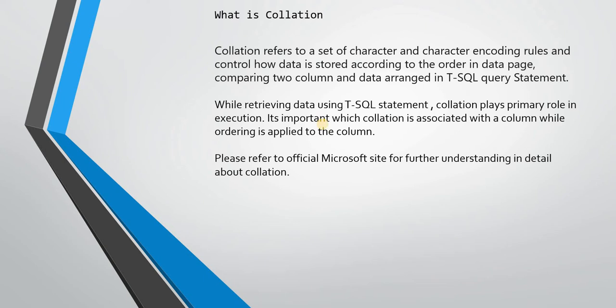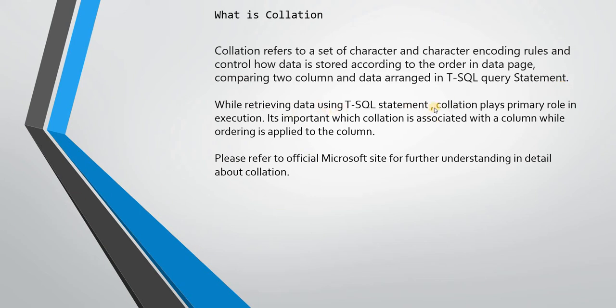So first of all, let us see what is collation. Collation refers to a set of characters and character encoding rules, and it controls how data is stored in the data page, how two columns are compared, and how data is arranged in T-SQL query statements. As I already told you, collation plays an important role while storing the data, comparing the two columns within the query, and then ordering of the data.